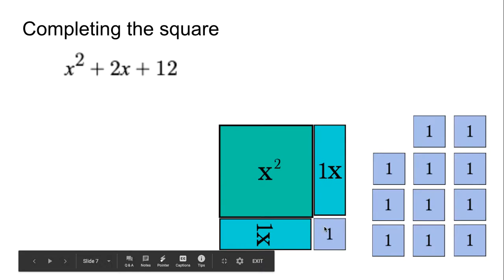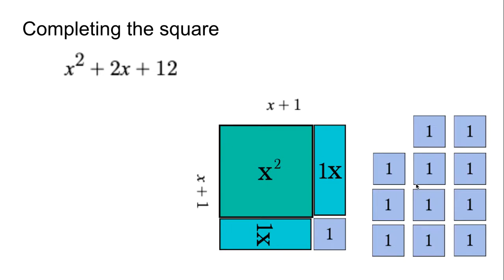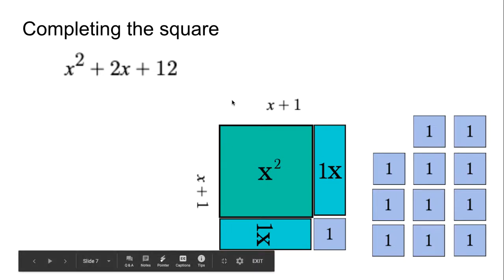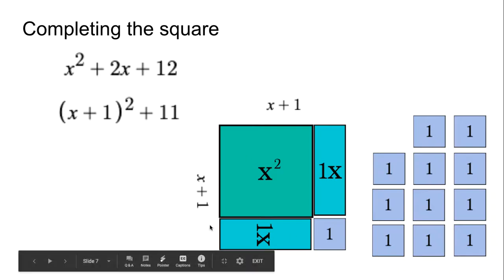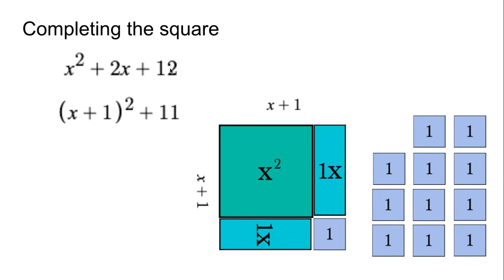So if I put that into place, this becomes a perfect square with these dimensions, x plus 1 by x plus 1. And then I have these 11 tiles left over. So I could actually rewrite this expression like this. And notice it's a perfect square, x squared plus 2x plus 1. That's this thing. And then I have to add in the 11 additional units to get to 12. So notice these two expressions are equivalent.